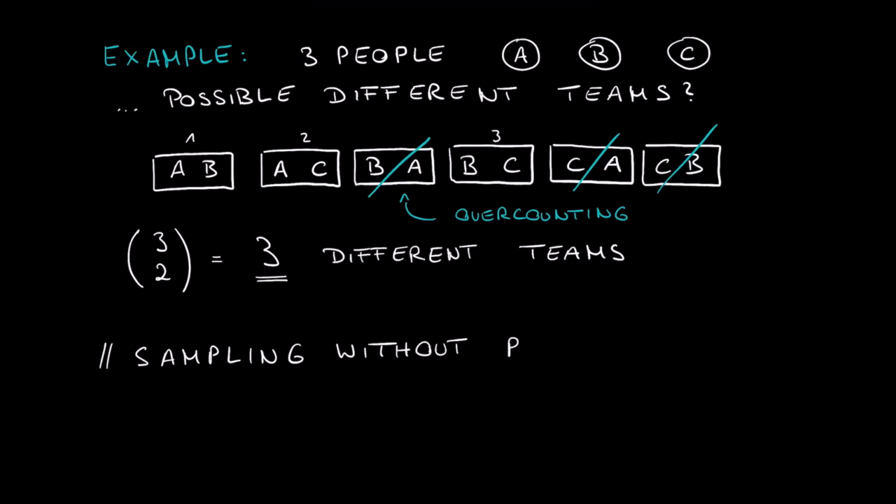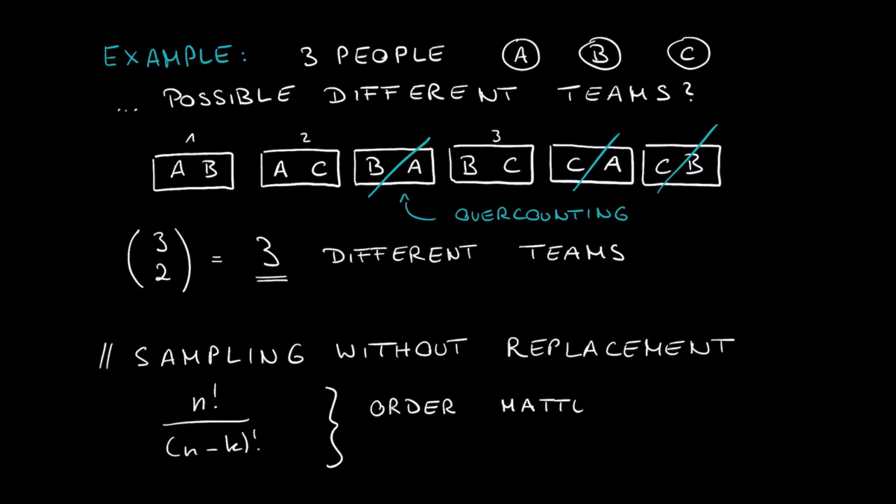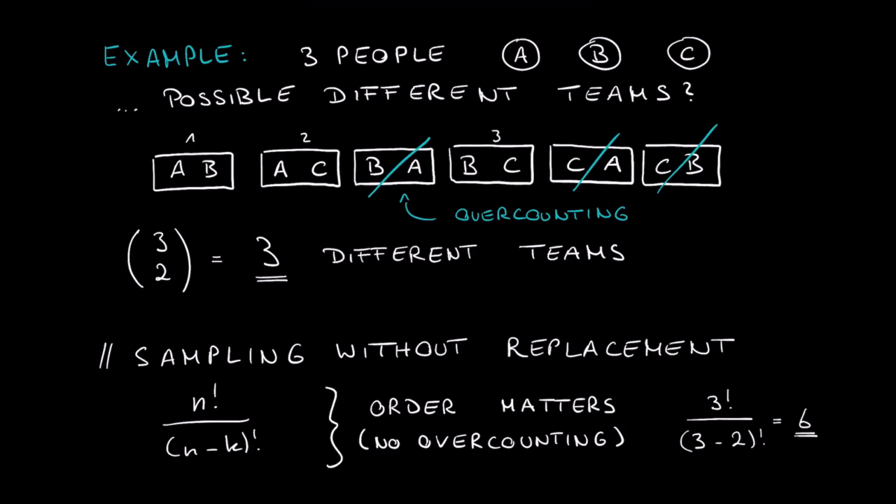Let's compare the binomial coefficient case to the one of sampling without replacement. There, we had n factorial divided by n minus k factorial, which in this case would get us exactly the 6 possible combinations of people. But what exactly is this binomial coefficient? What do we actually compute and mean when we write down n over k?